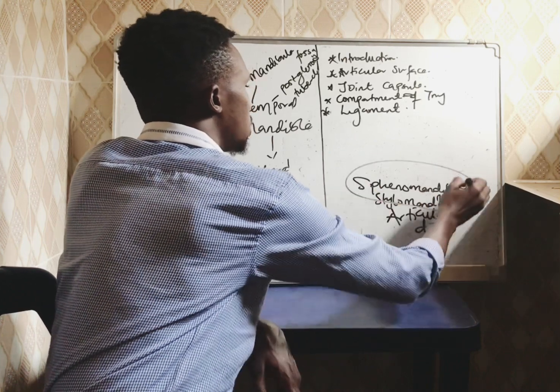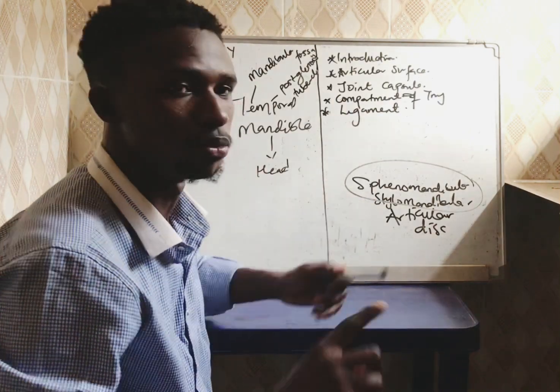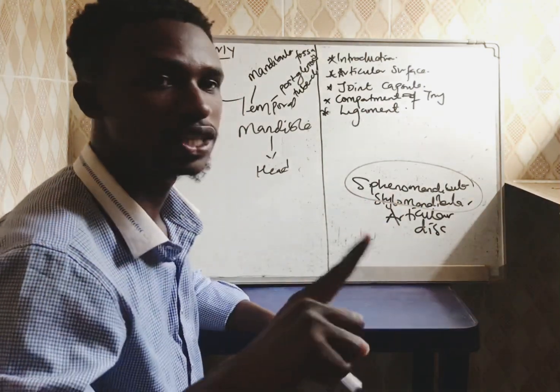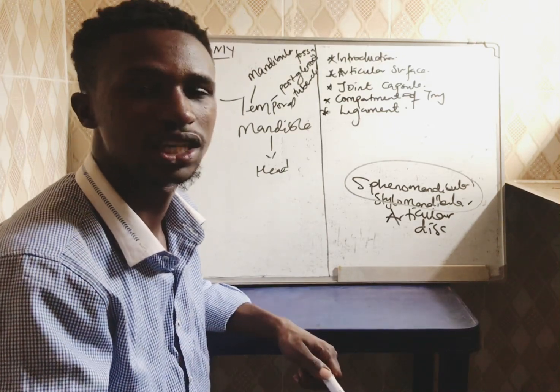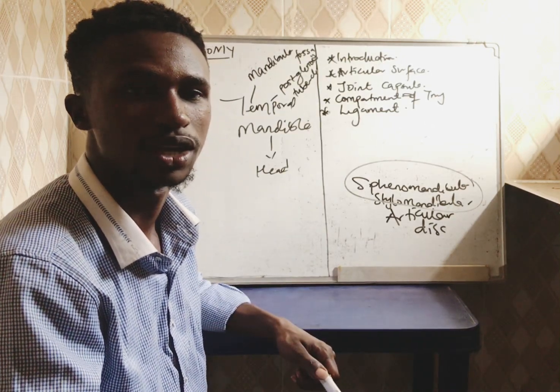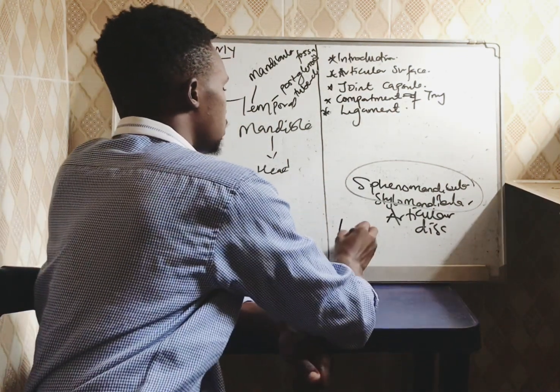So the sphenomandibular and the stylomandibular ligaments are the extrinsic ligaments. From the word spheno, from sphenoid bone to the mandible. From the word stylo, from styloid process to the mandible. The intrinsic ligament of the TMJ is what we refer to as the lateral ligament of TMJ. The lateral ligaments.